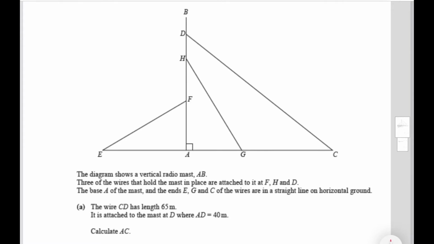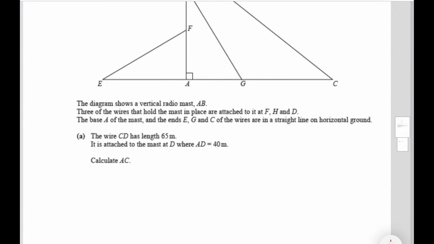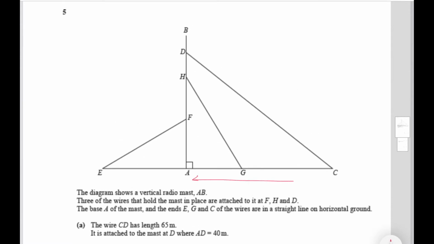The question reads, the diagram shows a vertical radio mast AB. Three of the wires that hold the mast in place are attached to it at F, H and D. The base A of the mast and the ends F, G and C of the wires are in a straight line on horizontal ground. Part A says the wire CD has length 65 meters. It is attached to the mast at D where AD is 40 meters. It says calculate AC. We have to find this length over here.